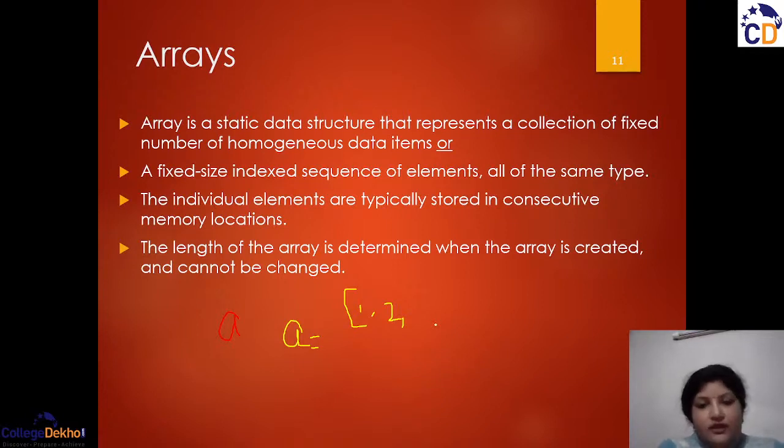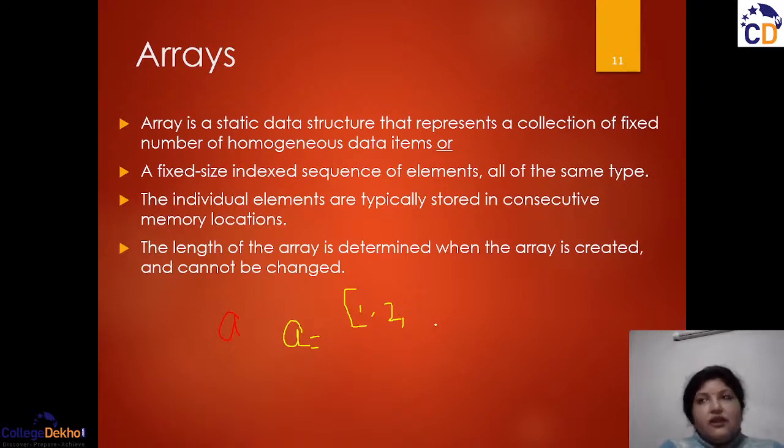You cannot take it as any other data type except integers. Whenever we define arrays, we may only define a homogeneous collection of data. It's basically a homogeneous collection of data items, a fixed-size indexed sequence of elements all of the same type. Again, I am repeating, we are holding the same type of data.